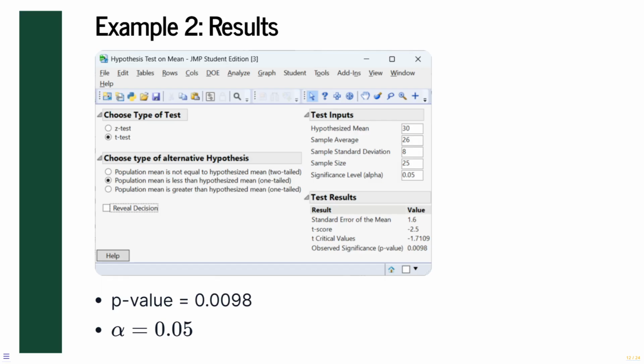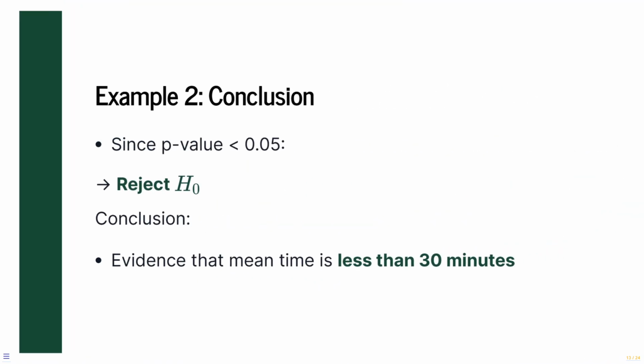After performing the test, suppose we obtain a p-value of 0.0098. We compare this to our significance level, say 0.05. Because the p-value is smaller than 0.05, we reject the null hypothesis. This gives us evidence that the mean time to relief is less than 30 minutes, suggesting the new medication works faster.